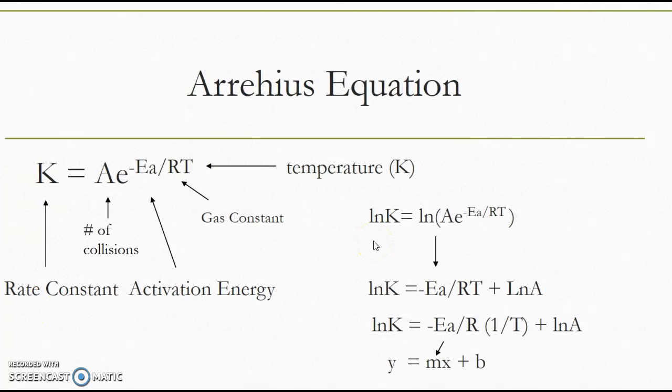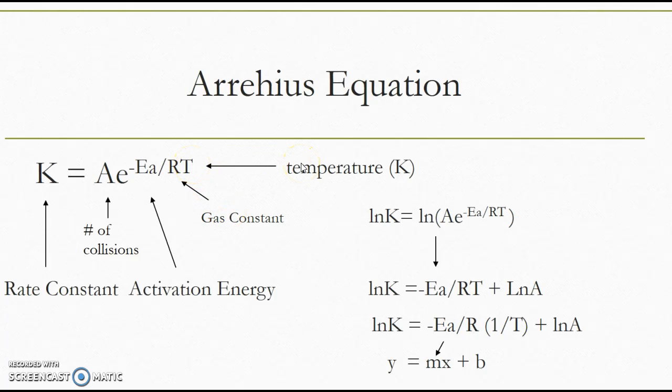In order to solve for the activation energy, we will be using the Arrhenius equation. The Arrhenius equation demonstrates how the rate constant varies with temperature and activation energy. The equation states that k, our rate constant, equals A, the number of collisions, multiplied by e raised to the negative Ea, our activation energy, over R, our gas constant, and T, our temperature.